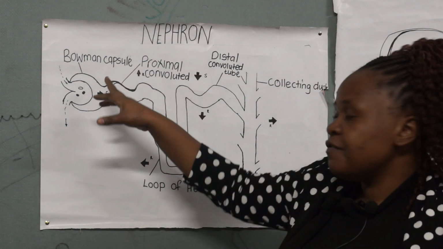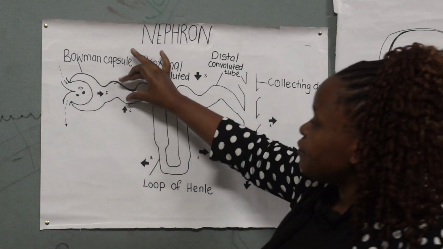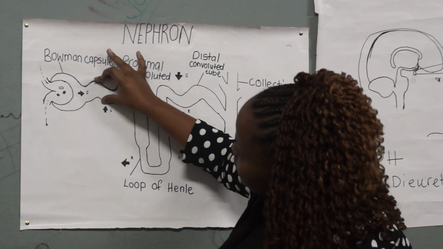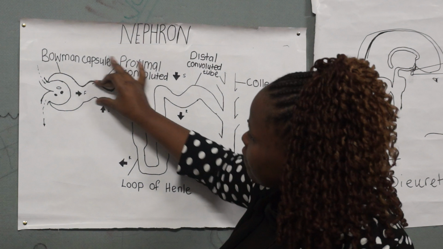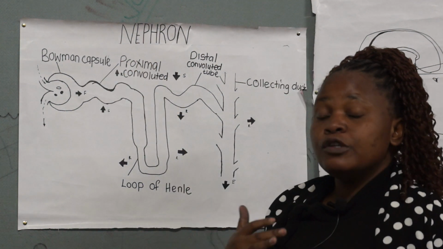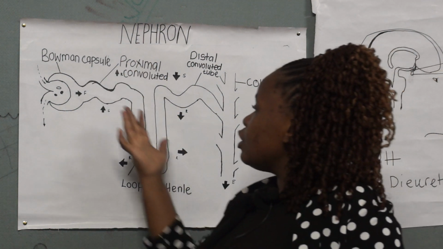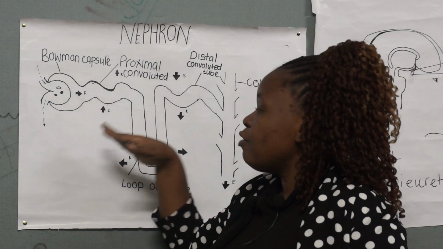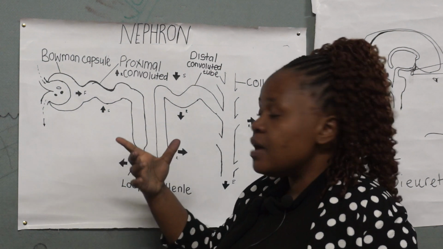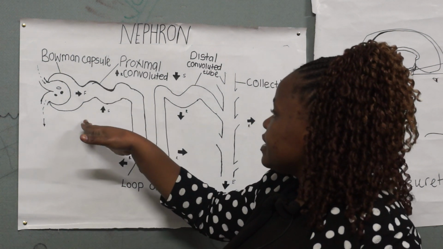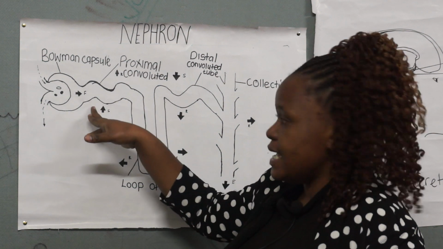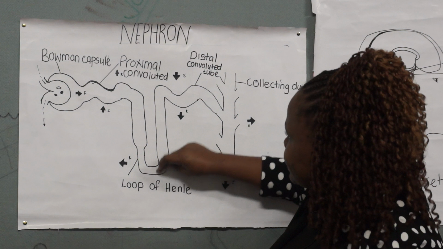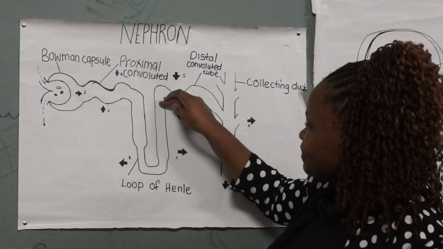In the proximal convoluted tubule, you are going to find that these membranes are also permeable. So there is also going to be reabsorption of what? There is also going to be reabsorption of vital minerals like glucose and amino acids there, right? Then the filtrate will go through this U part.